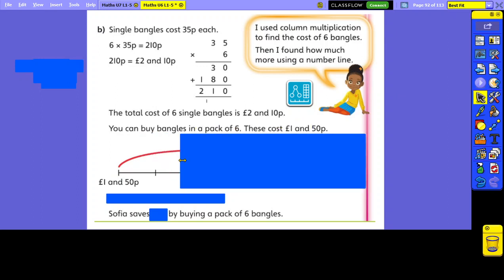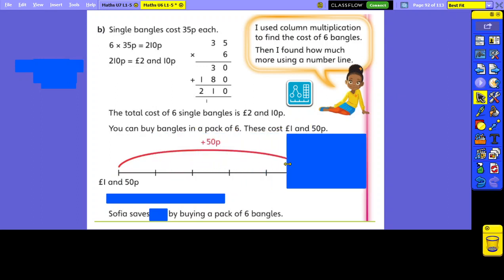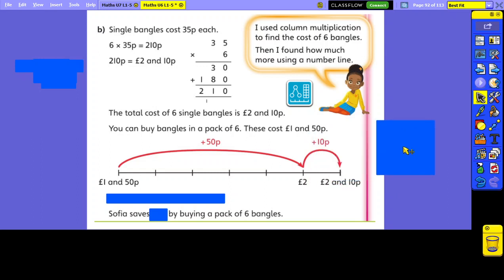So my big jump is going to be a jump of 50 because what that's going to do is get me to £2. Okay, and here I'm jumping in groups of 10. I've got £1.60, £1.70, £1.80, £1.90 and £2. So my number line is true to the amount. And then what do I need to jump from £2 to get to £2.10? Well, I only need to jump another 10p, don't I? So altogether, I've jumped 50p and a 10p to get to that answer there.